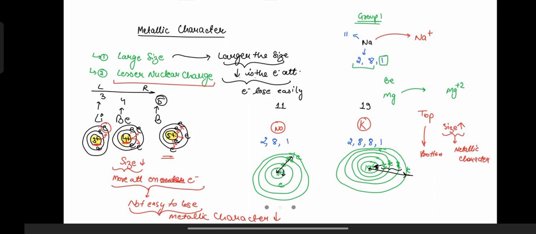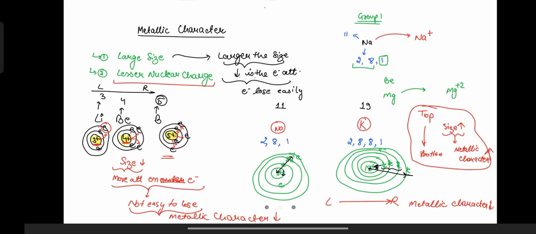So we have studied two things. What are those two things? If I am moving top to bottom in a group, then size increases, and hence the metallic character also increases. While if I am moving from left to right in a period, then the size reduces, the nuclear charge on the electron increases, it's not easy to lose the electron, and hence the metallic character reduces. Simple thing: top to bottom, metallic character increases. Left to right, metallic character decreases.